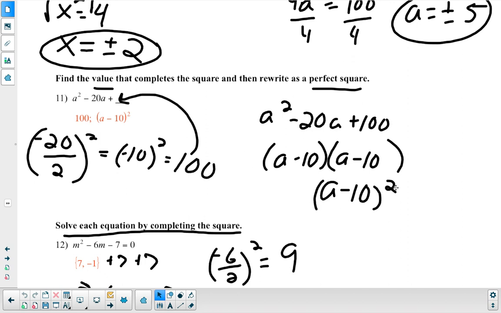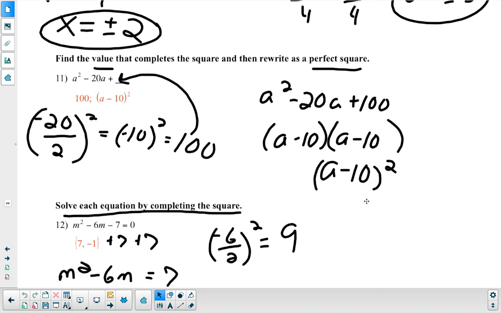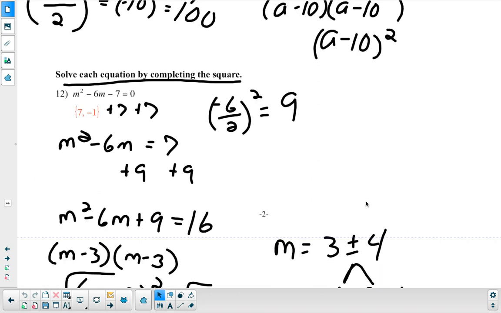However, I did tell everybody that the kind of cheat, as long as you know it, is it'll always end up being your middle number divided by 2 will be the number that's going to get attached in the parentheses here. Okay, so number 12 says to go ahead and solve this problem by completing the square.